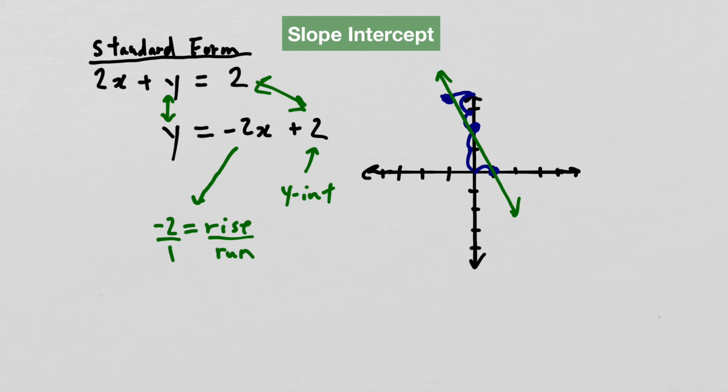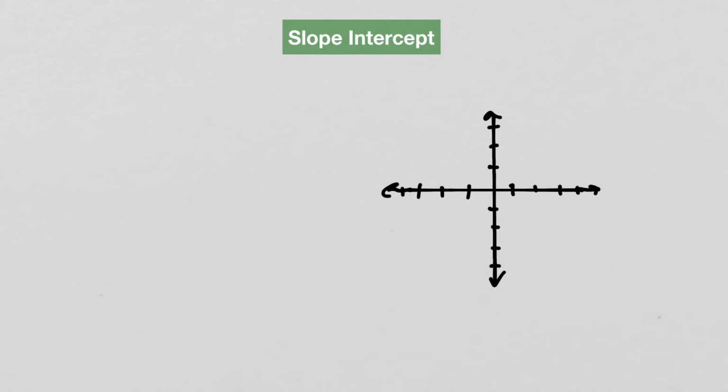Okay, so up to this point you've been given an equation, but what happens if you're not given an equation or you're given an incomplete equation? Okay, here's what I mean. Let's suppose that you are to find the equation of a line and graph it if you're given the following.